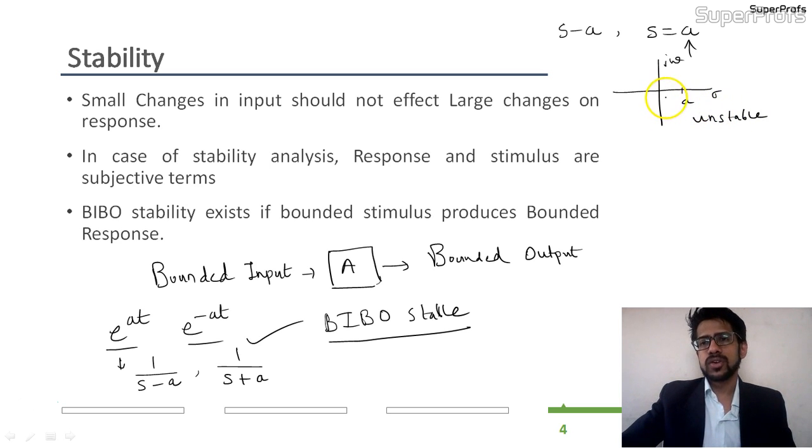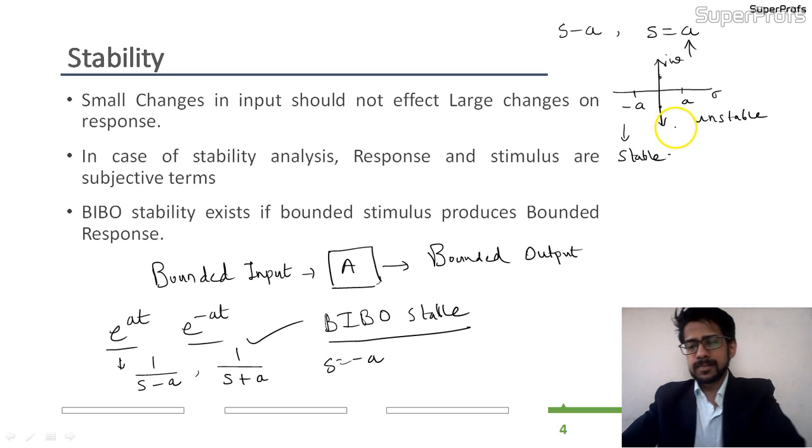Any roots which occur in the right hand side of the S plane will be called unstable. At the same time, every root occurring in the left hand side of the S plane is stable. For this particular system, s is equal to minus a, and hence the root lies on the left hand side of the S plane. Hence the systems wherein the roots lie on the left hand side of the S plane are stable. The roots which lie on the imaginary axis, say here or here, are known as marginally stable.